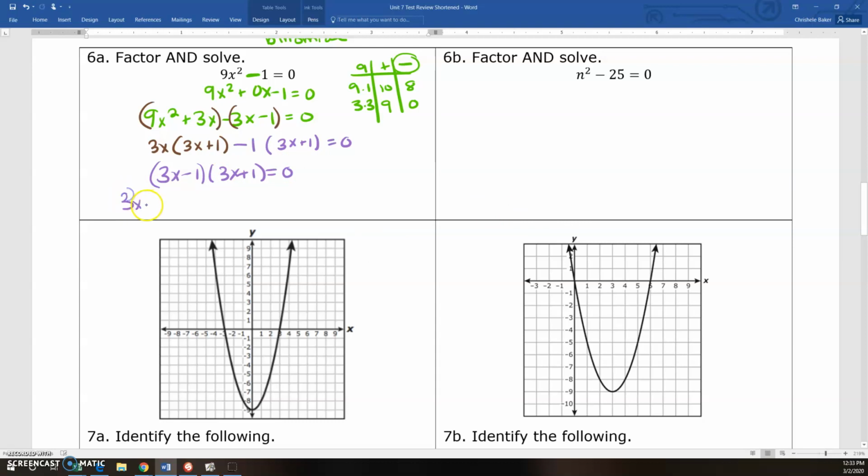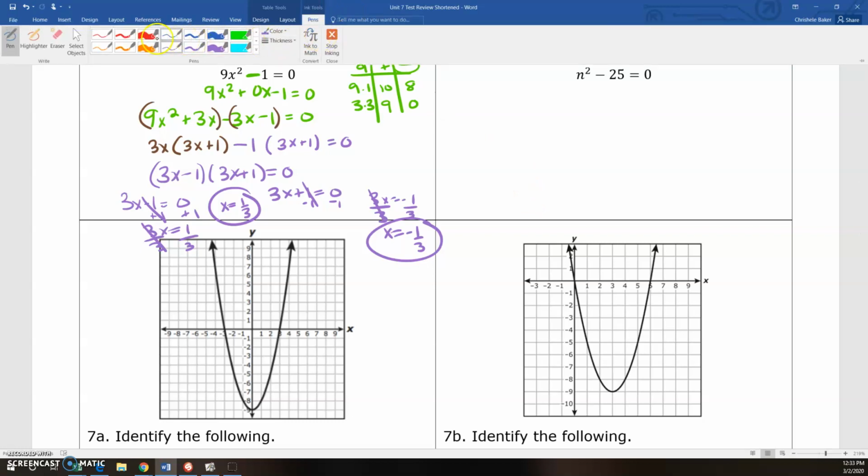Setting those equal to 0 separately. 1 is positive, 1 is negative. I'll add 1 to both sides and divide by 3. So I get one of my solutions to be 1/3. Then I'll subtract 1 from both sides. Divide by 3. My other solution is negative 1/3.